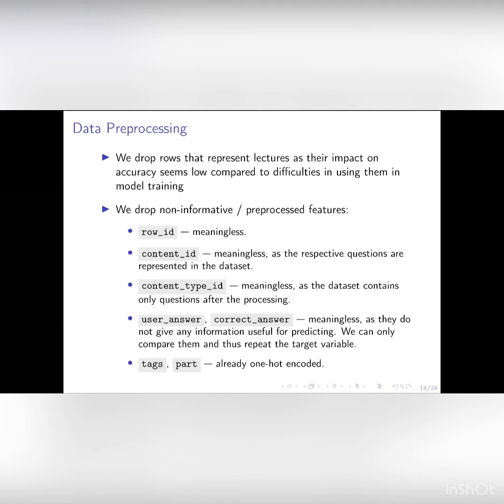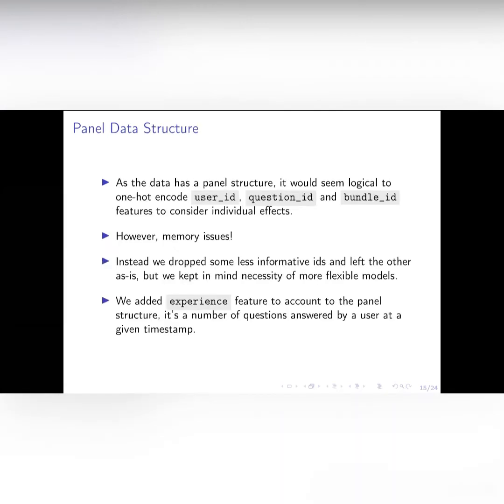And finally, we also drop features that are meaningless or already preprocessed in some way. The dataset has the panel structure, and so it would be logical to one-hot encode different ID features, but there are too many of them to encode, so we drop some of these features and the others we leave as is. We also added a feature, experience, that helps to account for the bundle structure, as it represents the number of answered questions of a user at a given timestamp.